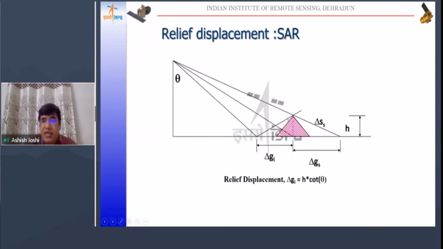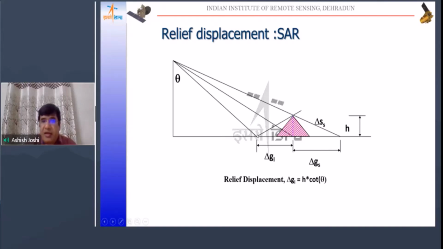So what is the layover or the relief displacement? If h is the height, then delta g l is the layover, and this formula is given by h cot theta. What is the displacement or layover of this one? This is a ranging instrument, so this range will be shorter than this range, and it will return here. So this is called the layover.